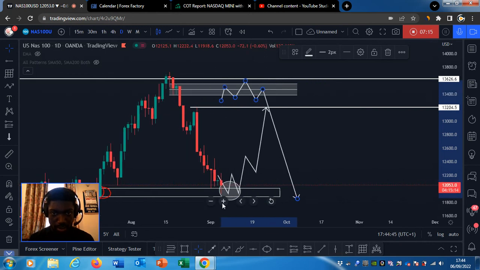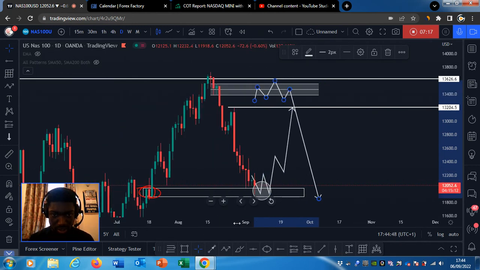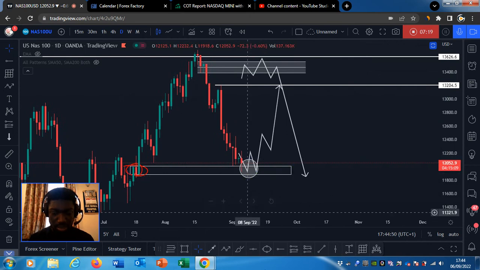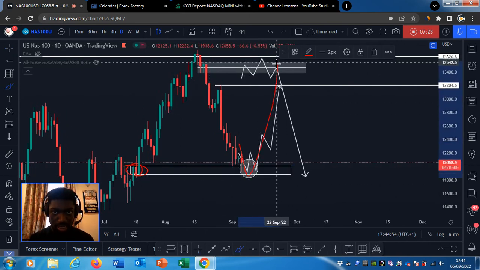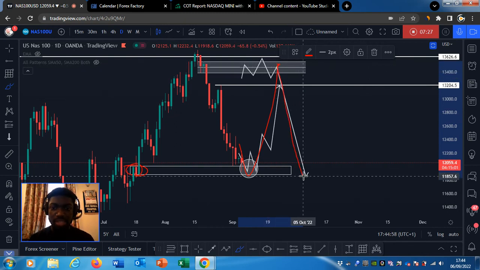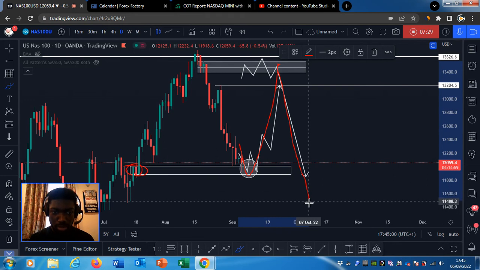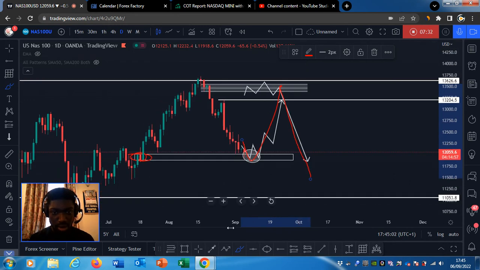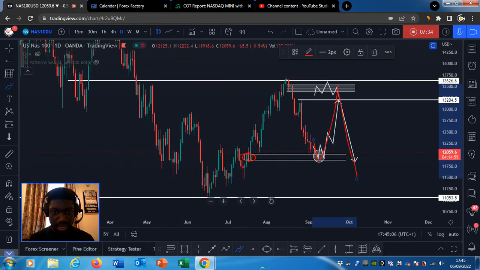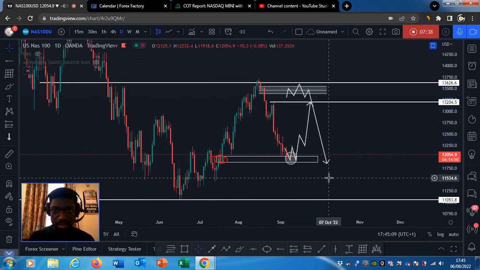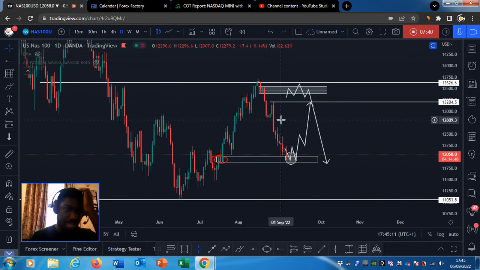So if price fails to break this daily structure, as we're seeing here, then I'm expecting a change in direction to the upside to grab some sell liquidity, grab more liquidity, and then maybe we can see a drop or a break to the downside of this daily market trend. So yeah, that is my understanding of the market for the Nasdaq.